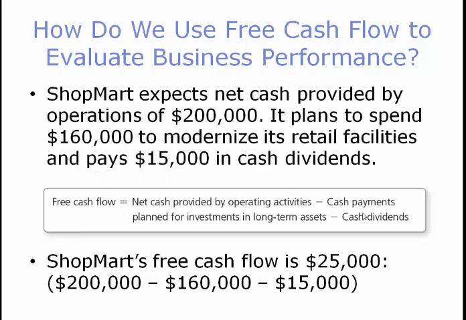So we're going to look at that, and in this particular case, it says ShopMart expects net cash provided from operations of $200,000. It plans to spend $160,000 to modernize its facilities and pay $15,000 in cash dividends. So the free cash flow is going to be basically the $200,000 less the $160,000 less the $15,000. So they have free cash flow of $25,000.